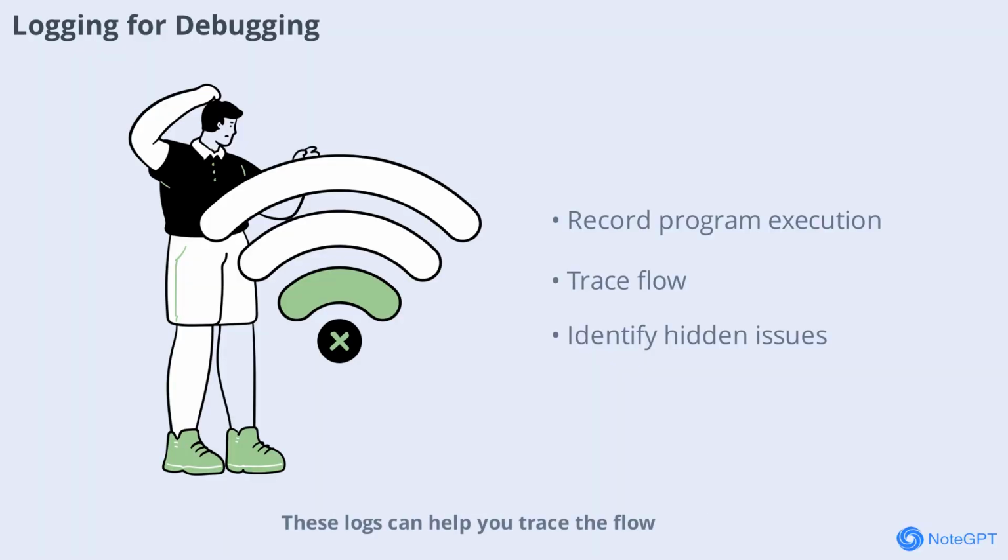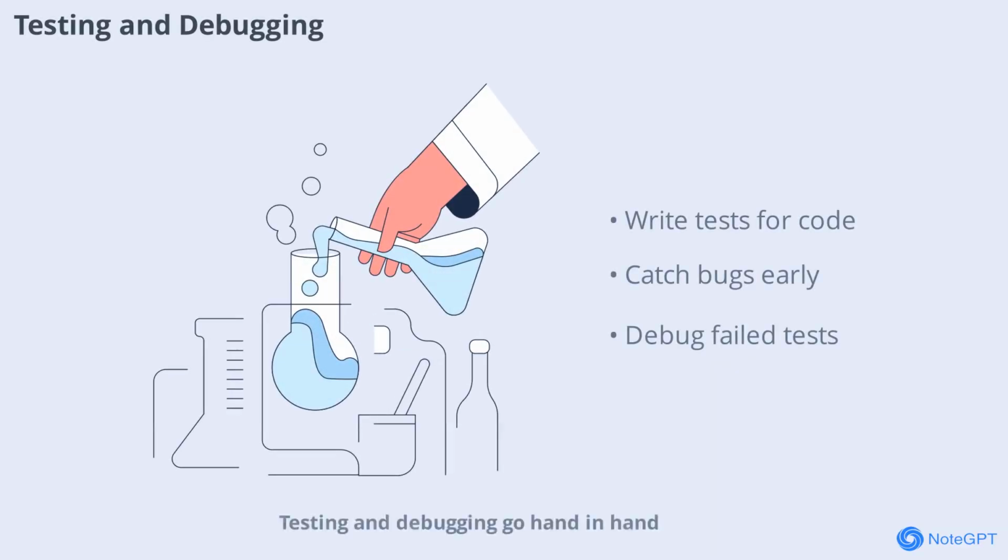These logs can help you trace the flow of your program and identify where things go wrong. Effective logging is a powerful tool for debugging, especially in complex systems where issues may not be immediately visible. Testing and debugging go hand in hand.